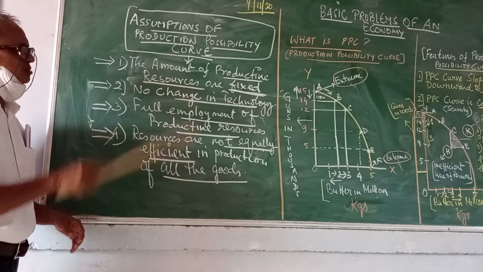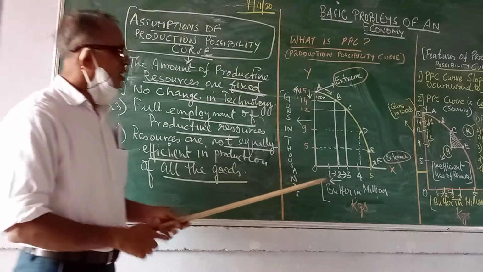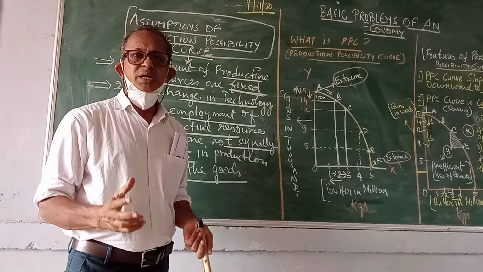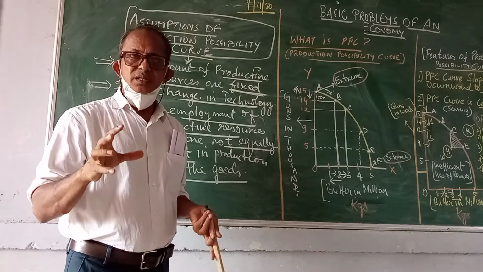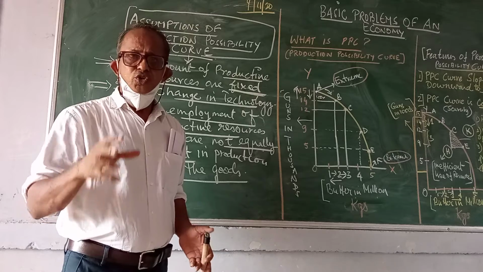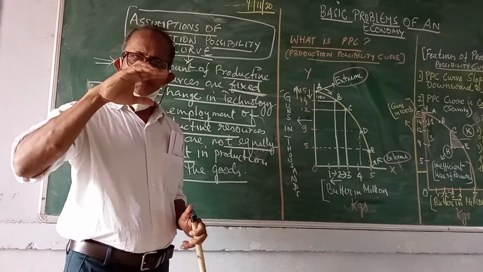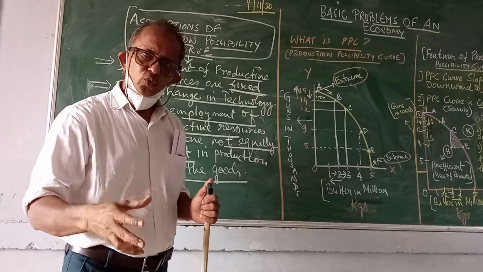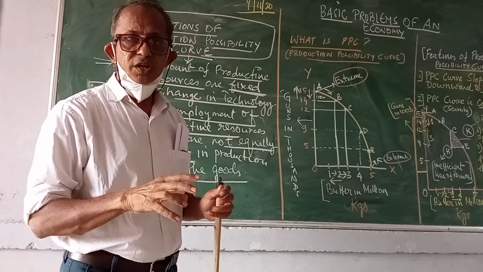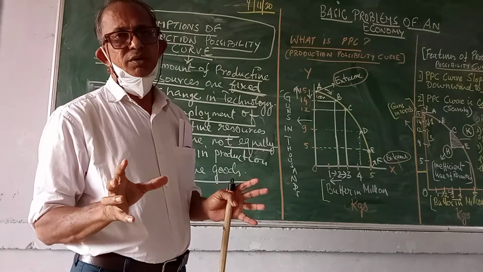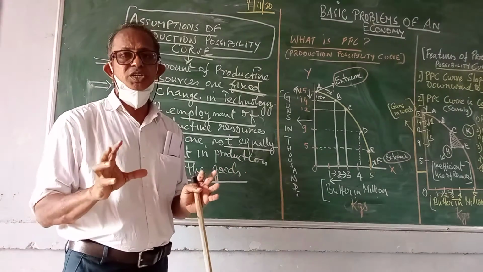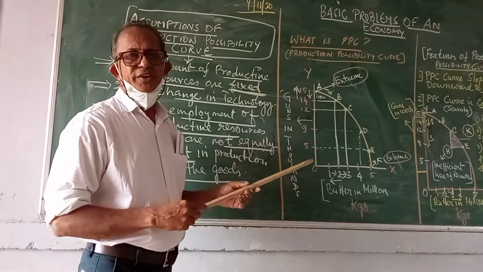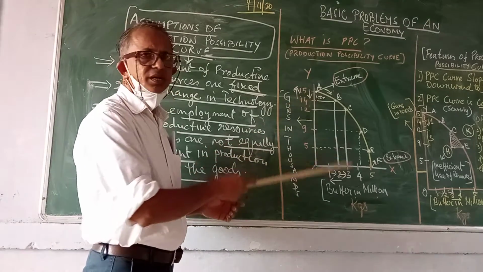So, based upon these assumptions, we shall now again go for the recapping of what production possibility curve is. So, what is production possibility curve? Production possibility curve indicates that an economy can choose between two goods with the available resources. So this is what a production possibility curve explains. So once again, I shall explain for the benefit of the latecomers what a production possibility curve is.